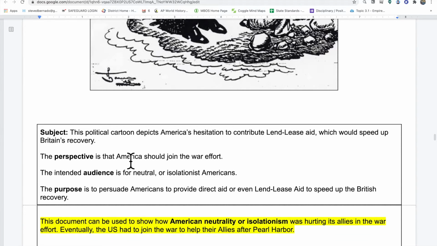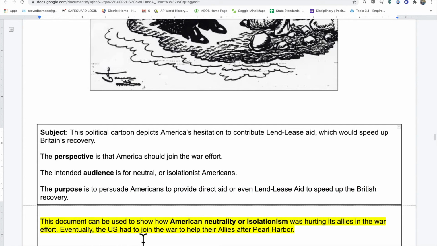Let's take a look. The subject. This political cartoon depicts America's hesitation to contribute money, Lend-Lease aid, which would speed up Britain's recovery from World War I and help them in the beginning of World War II. The perspective is that America should just join the war effort. America is becoming more isolationist. The intended audience is for neutral or isolationist Americans, and the purpose is to persuade those isolationist Americans to provide direct aid or even Lend-Lease aid to speed up British recovery to help Great Britain.